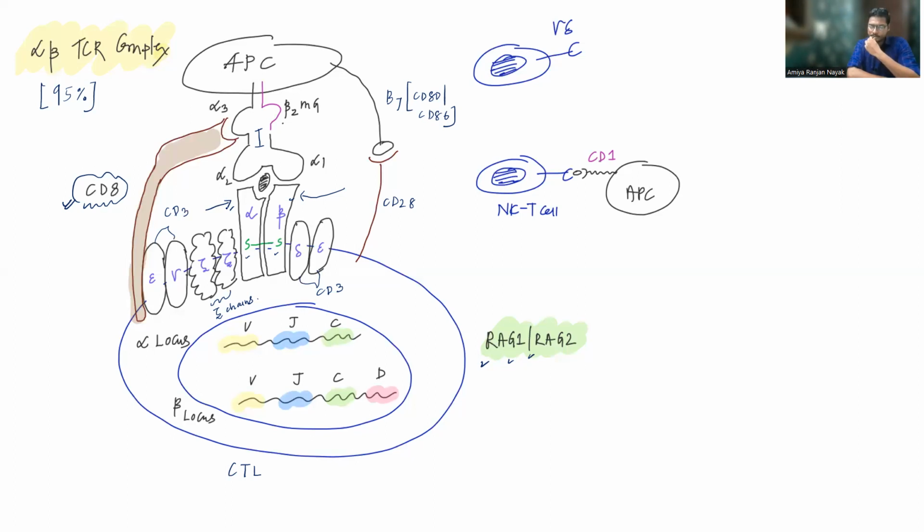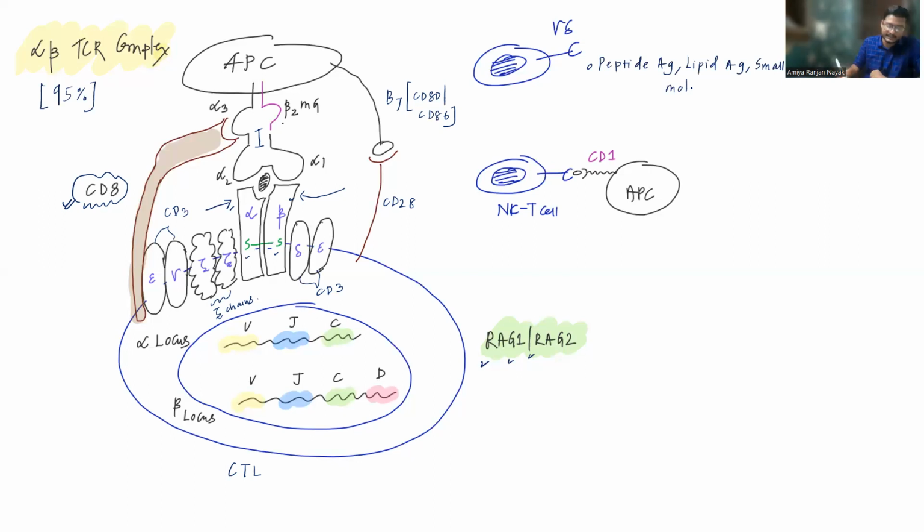Okay, a little bit about the gamma delta and the NK T cells. Gamma delta T cells do not need the help of MHC molecules to identify antigens. So basically, they can identify peptide antigens, lipid antigens, and small molecules.